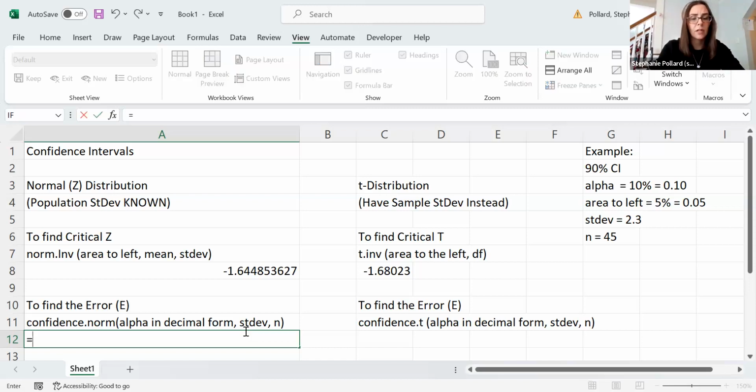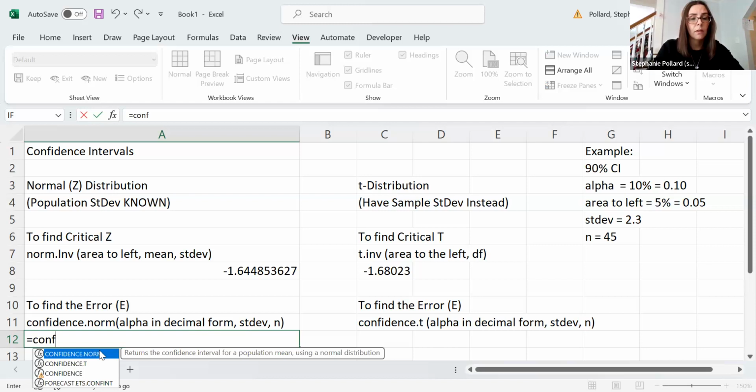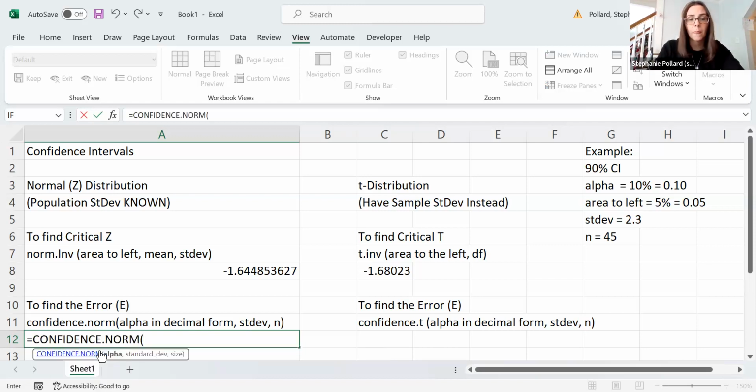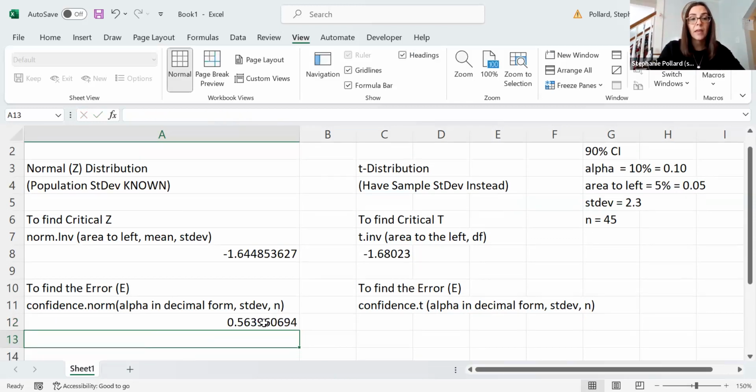So on the left here, again, I'm just going to demonstrate how to use it. So I hit confidence.norm. You need the alpha value. So this is a little bit different. It's not the area on the left. It's just the entire alpha. So it's much easier to use this, so you don't have to think about splitting that value. You would just use the 0.10 here. The standard deviation in this case is 2.3. And then the sample size is 45. I would close that and hit enter. And the answer I'm getting here is the error. So that would be the error that we would then add or subtract with the mean.